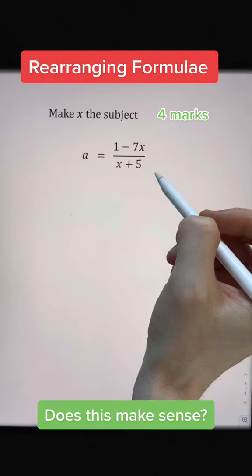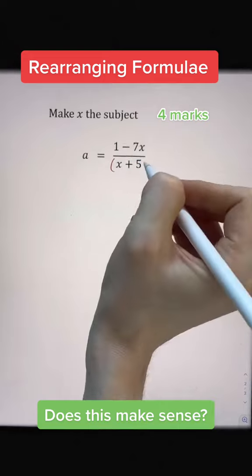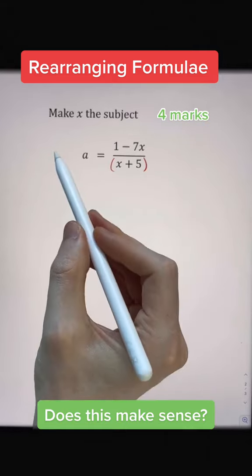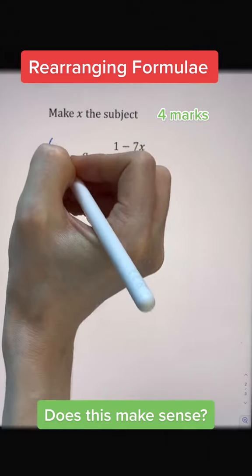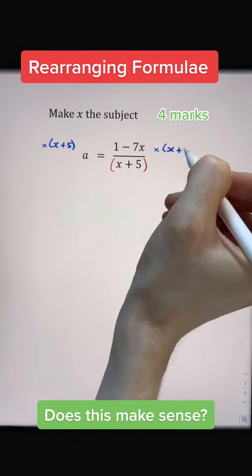Here we are asked to make x the subject. We never like dividing in mathematics. As I've got two terms in the bottom, I can place that inside single brackets. The opposite of divide by x plus 5, therefore, is to multiply both sides of our equation by x plus 5. We must do the same to both sides to keep the equation balanced.